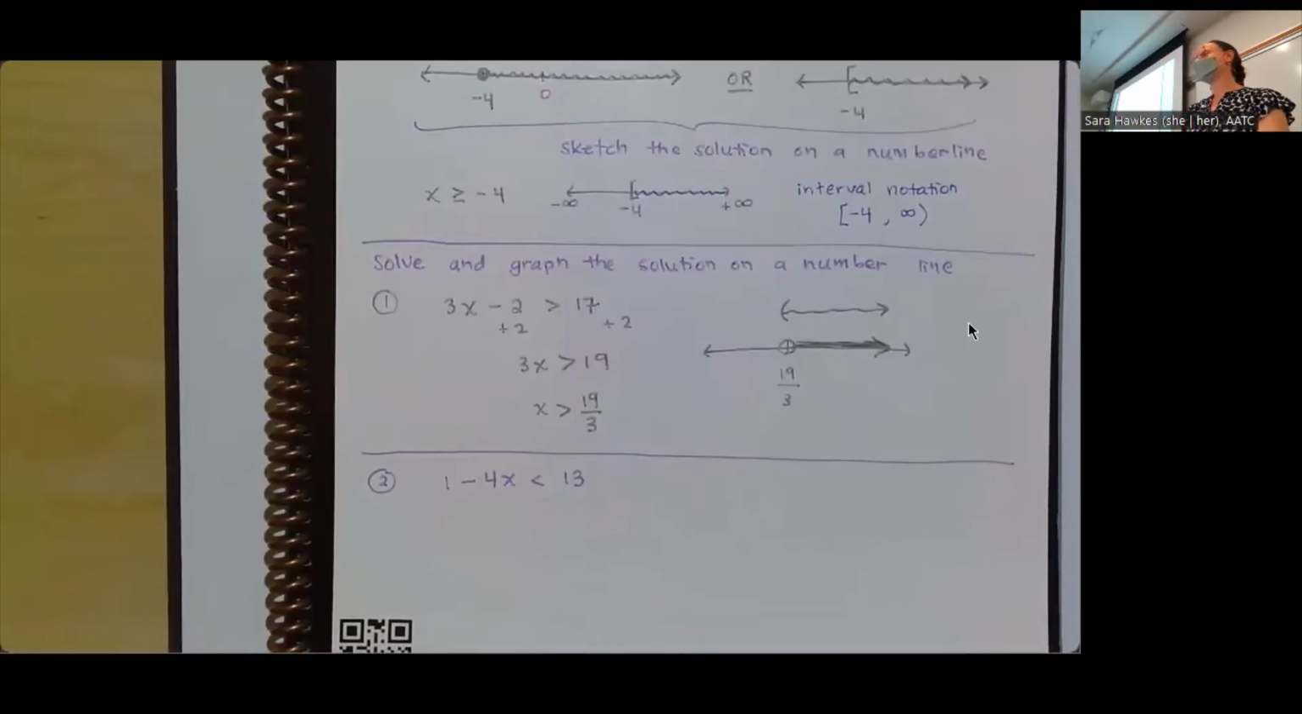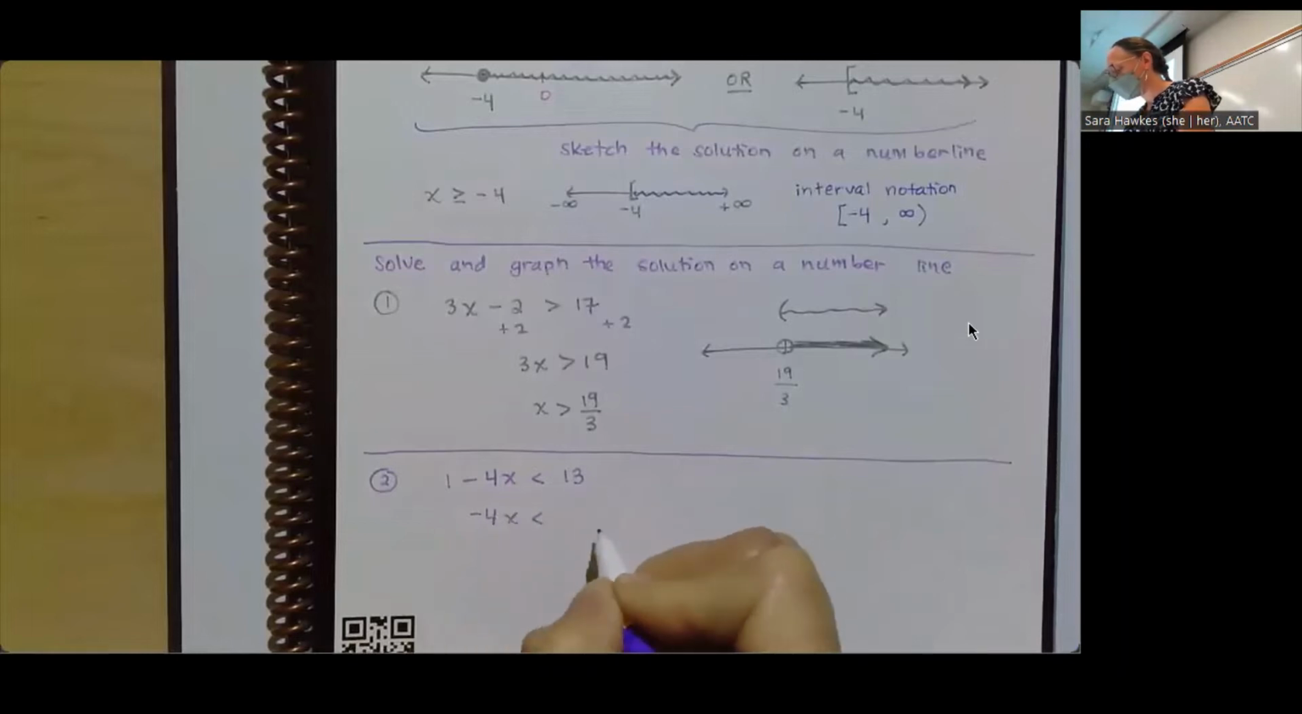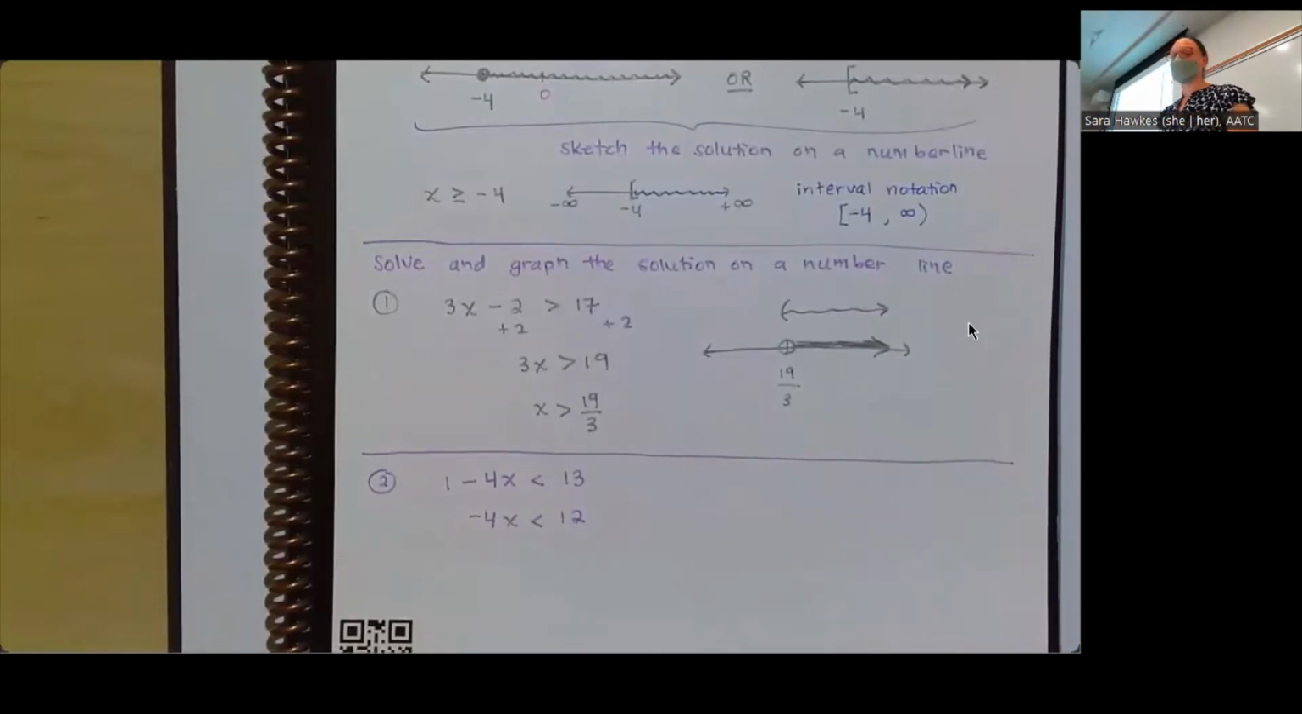I've only got x's on the left-hand side, so I'm just going to leave them there. So I'd start by subtracting 1 from both sides. And if I do that, I'll end up with -4x is less than 12. And then I'd have to multiply both sides by -1/4 or divide by -4.